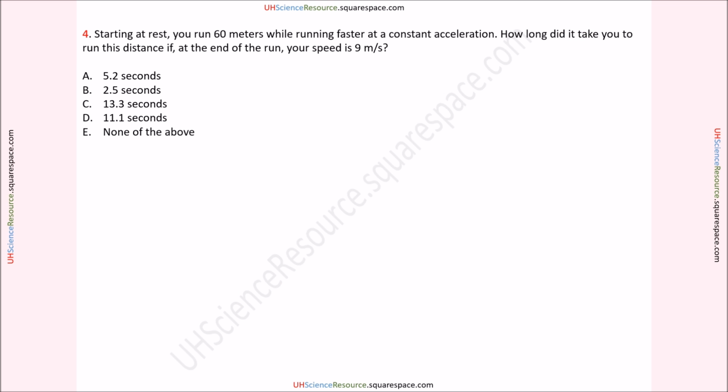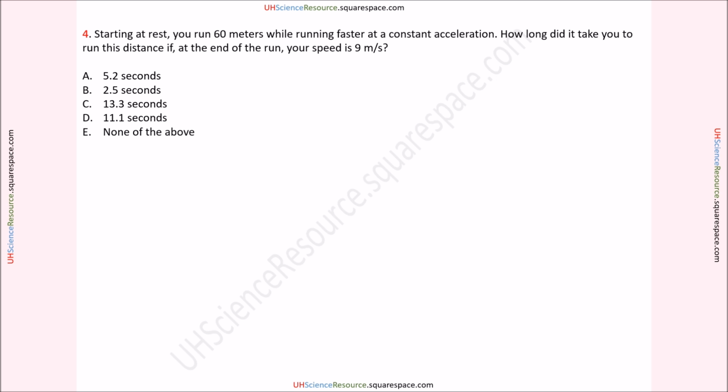This is question number 4. It says, starting at rest, you run 60 meters while running faster at a constant acceleration. How long did it take you to run this distance if at the end of your run, your speed is 9 meters per second?